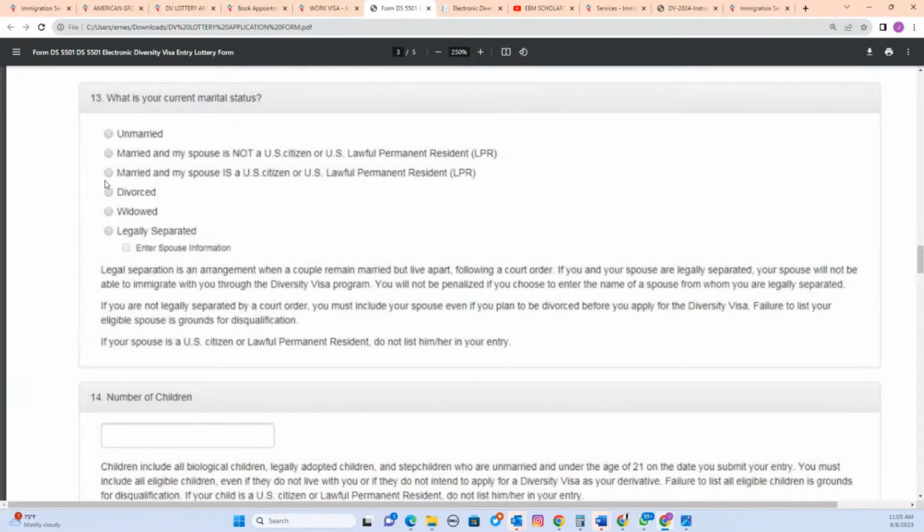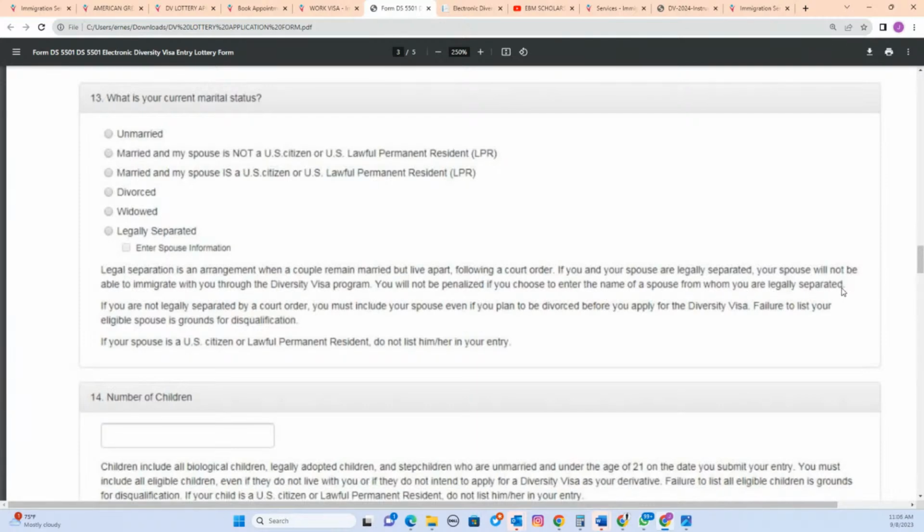Then there is separation. If you are separated, it has to be a legal separation, not because you are husband and wife, you have a conflict and you go to your family, to your mother, to your father, and you think that is a separation. No, that's not separation. A separation is a legal arrangement when a couple remain married but live apart following a court order. If you and your spouse are legally separated, your spouse will not be able to immigrate with you through the Diversity Visa Lottery. You will not be penalized if you choose to enter the name of the spouse to whom you are legally separated.